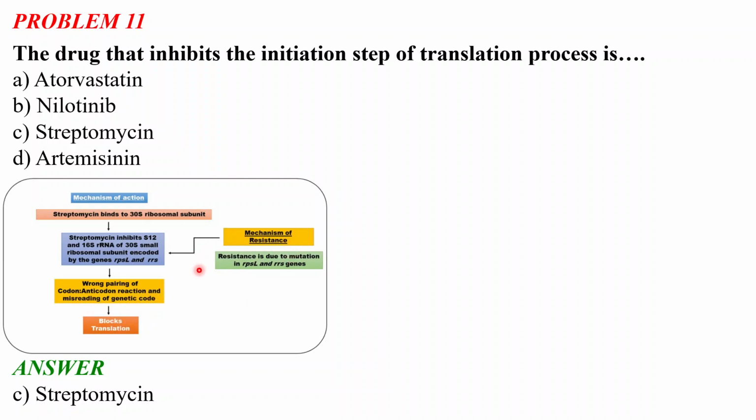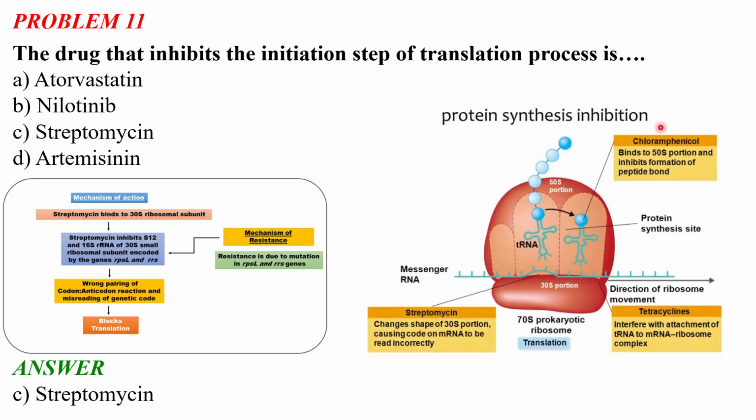The mechanism of resistance is due to mutation. So these drugs do not work all the time. Sometimes there is drug resistance, and the reason for the resistance is mutation of the RPSL and RRS genes. Okay, so this is the mechanism of action of streptomycin. So this is protein synthesis inhibition.